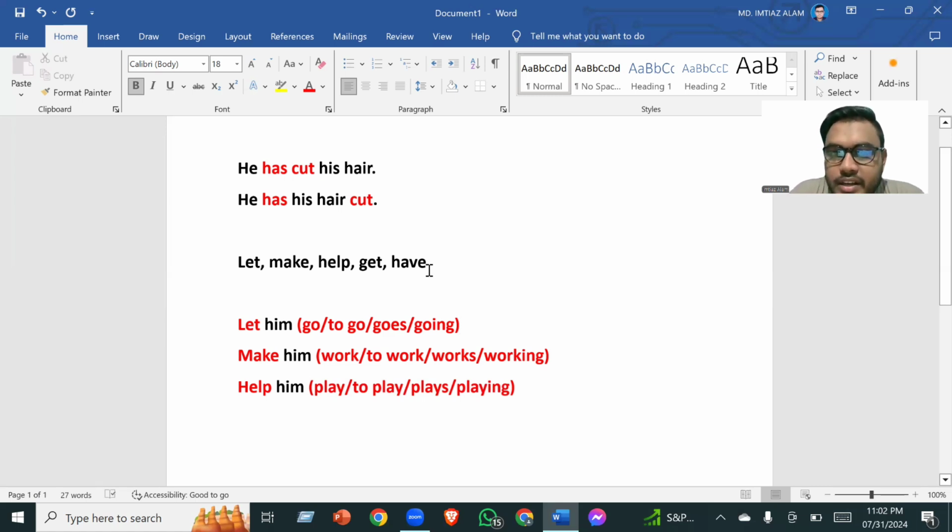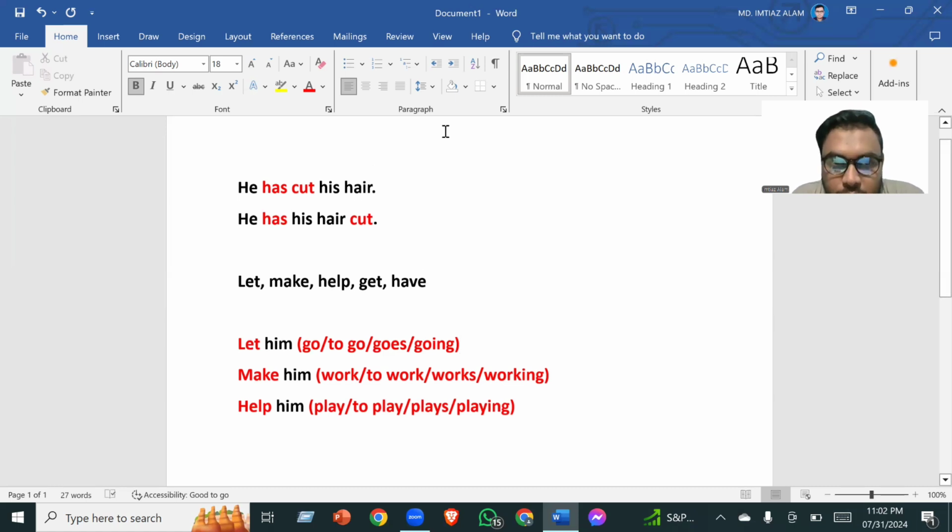And the second criteria is the structure. It is actually the main thing. And what is the structure? The structure will be that between the two verbs, there will be an object. Both the verbs will not be side by side. As we have written in the first sentence, he has cut his hair. So has and cut, these auxiliary and main verb, are side by side. So if you see any sentence having two verbs side by side, it will not be considered as a causative verb.